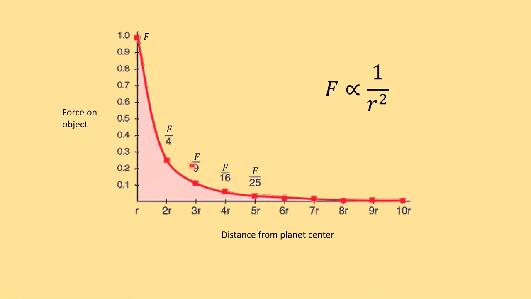So it drops off more rapidly than a simple inverse proportionality. By the time you're 5 times as far, you're not 1/5 of your original weight, you're 1/25. So we say that the force of gravity falls off like 1 over r squared. That's one way of saying it. It drops off like the inverse square.